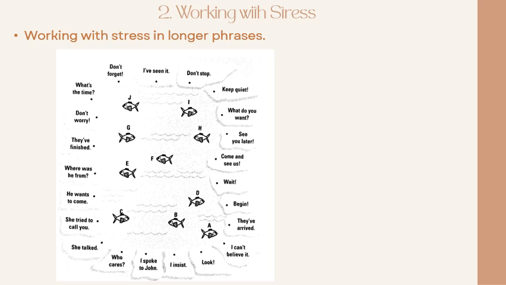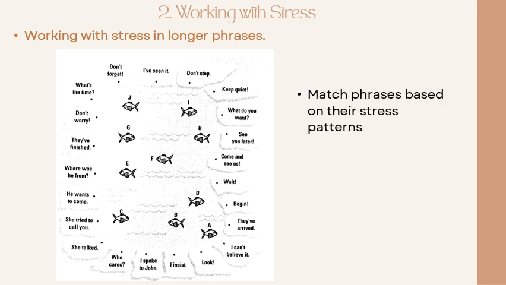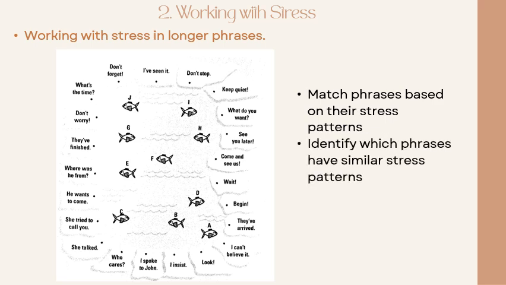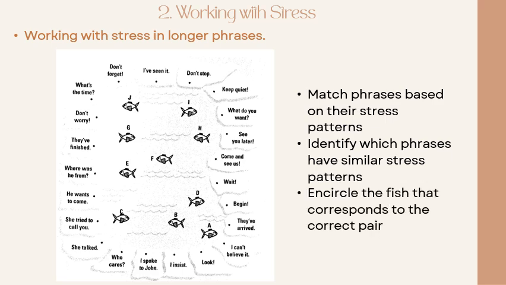In this game, you will match pairs of phrases that have the same stress pattern. Your goal is to find correct pairs and encircle the fish. Each fish represents a phrase, and when you correctly match phrases, you'll catch the fish by fully encircling it with lines. I know it's a little bit hard to understand, but let's just go together here.